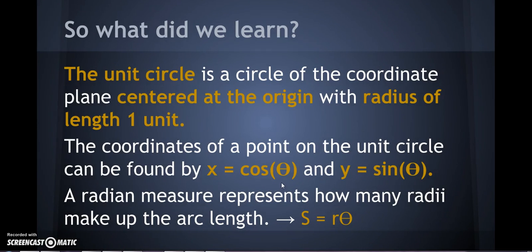Alright, so just a quick review. We learned that the unit circle is a circle centered at the origin of the coordinate plane with a radius of 1 unit. Also, the coordinates of a point, x and y, where x is the cosine of theta and y is the sine of theta. And finally, we realized that radians represent how many radii make up the arc length. And so we get arc length equals radius times theta, where theta is measured in radians.